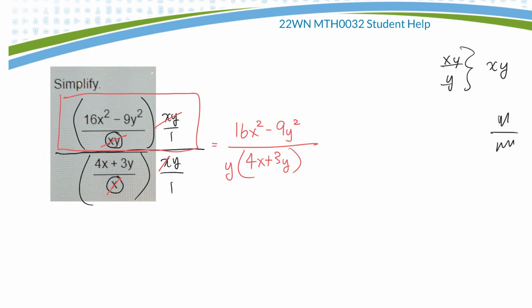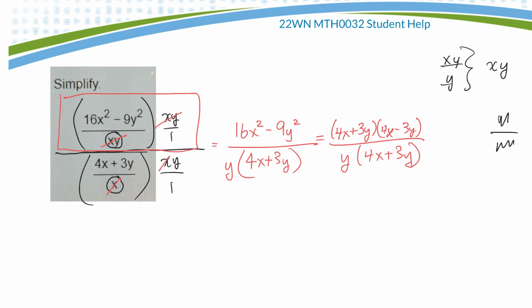Now when I look at this, it looks like the top is a difference of squares, so I think I can split that into two brackets. The bottom, I think I'm stuck with just this. But the top, I think it's 4x and 4x, and 3y and 3y. One's a plus, one's a minus.